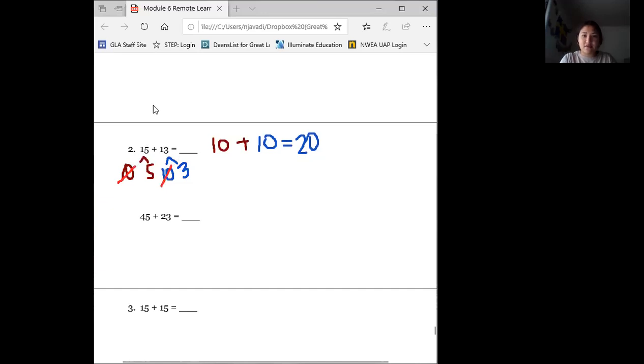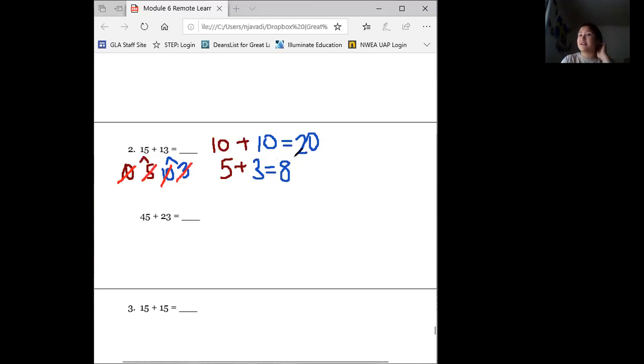Now let's add together the ones. We have 5 over there from the 15. And then how many do we have from 13? We have 3, that's right. 5 plus 3 is, that's right, 5 plus 3 is 8. I'm going to write 8 right here. I'm going to cross out my ones because I use them already.